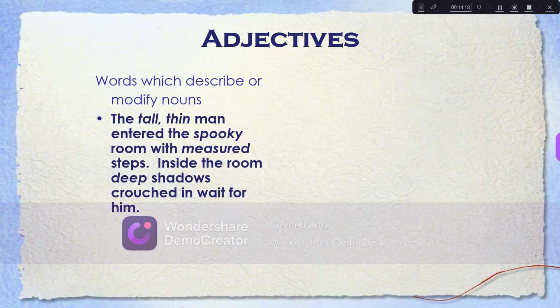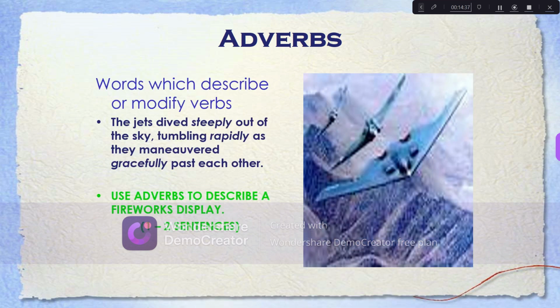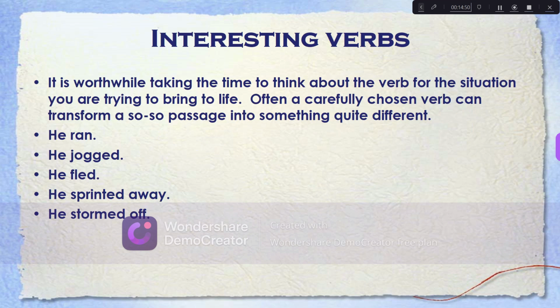Adjectives. Words which describe or modify nouns. The tall, thin man entered the spooky room with measured steps. Inside the room, deep shadows crouched in wait for him. Adverbs. Words which describe or modify verbs. The jet dived steeply out of the sky, trembling rapidly as they passed gracefully past each other.